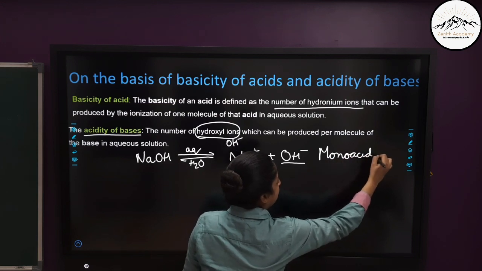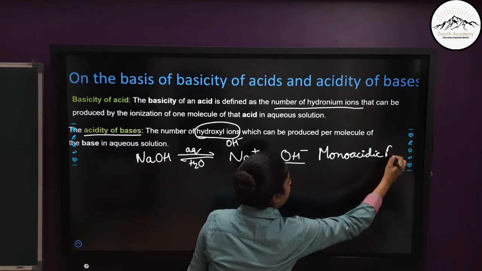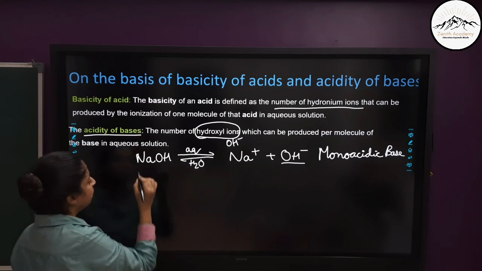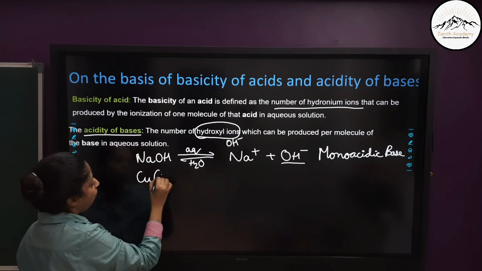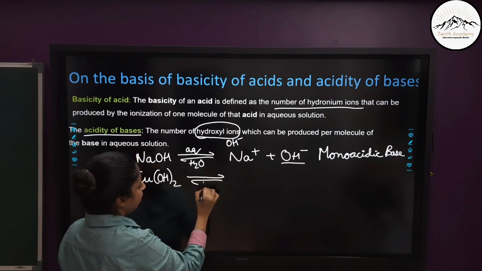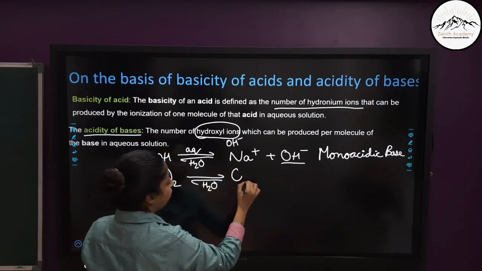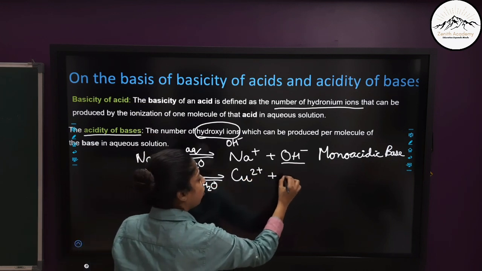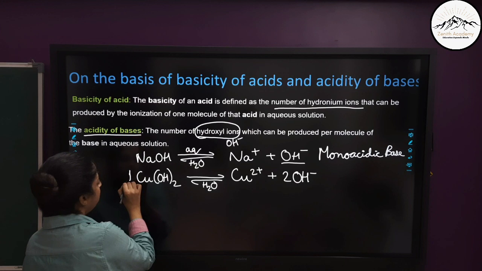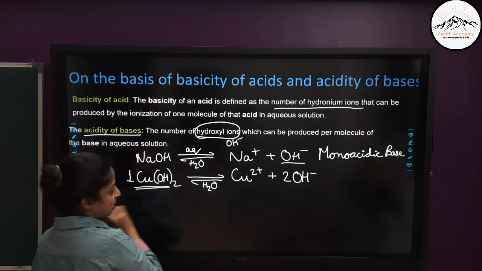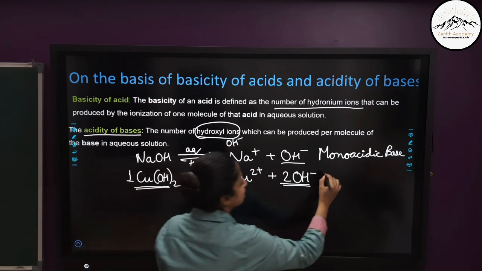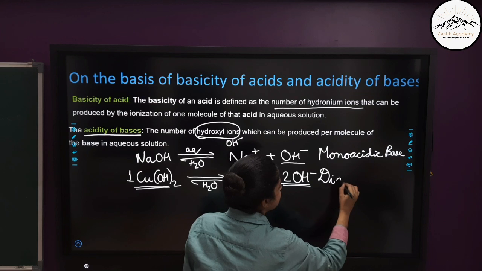So that is why it is known as a monoacidic base. Which type of base is it? Monoacidic. Okay. So this is a 1-step reaction. Now if you see copper hydroxide, in presence of water, it will form copper 2 plus ions and 2 hydroxide ions. Since one molecule of this base gave you 2 hydroxide ions, it is known as a diacidic base.